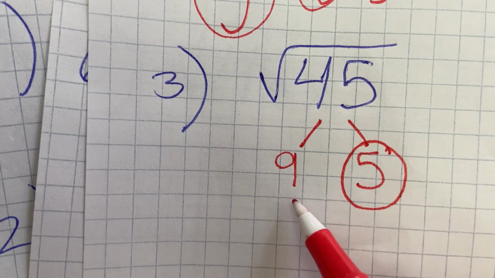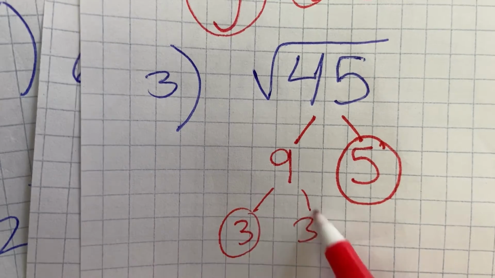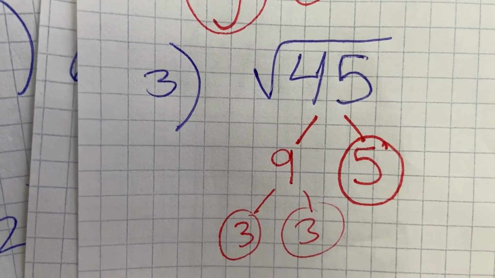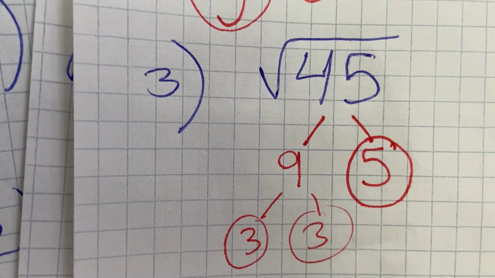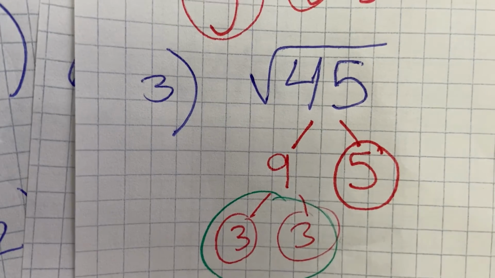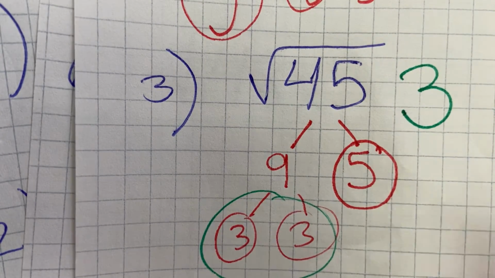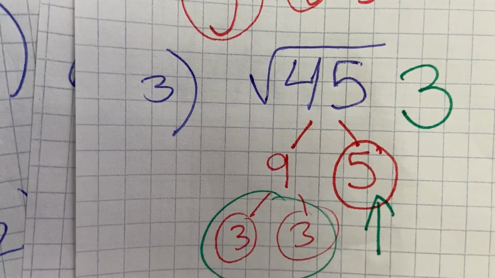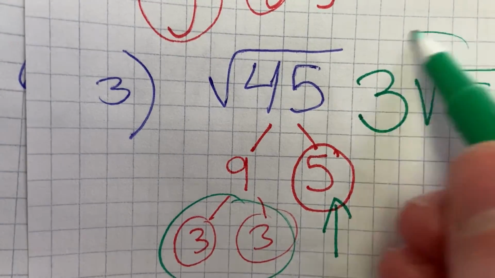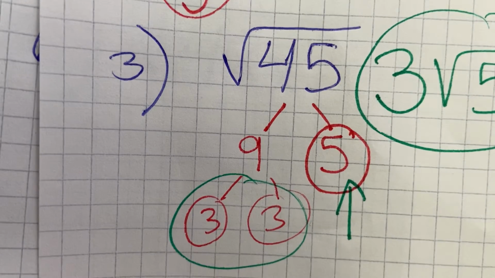Now 9. I know 3 times 3 is 9, and it can't go any further because 3 and 3 are prime. All right, do you see any pairs? I see a pair of 3's. So 1 pair of 3. So I can pull out a 3 because that represents the pair. But notice how I have this 5 left over. So that stays in the radical. So 3 radical 5 is my final answer.